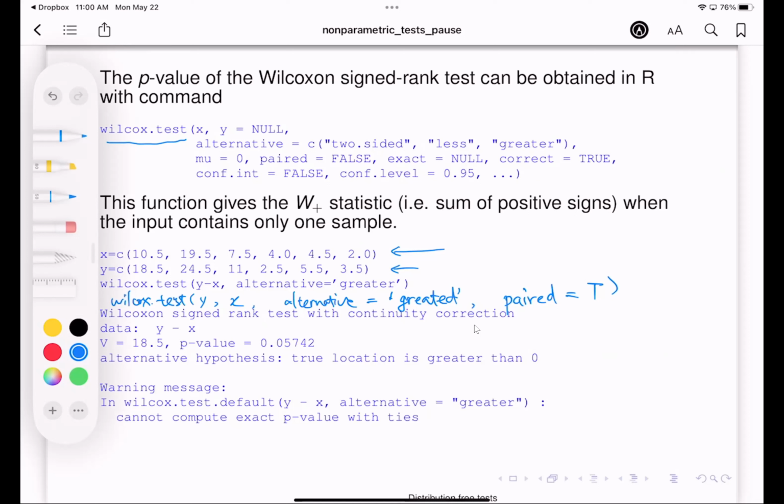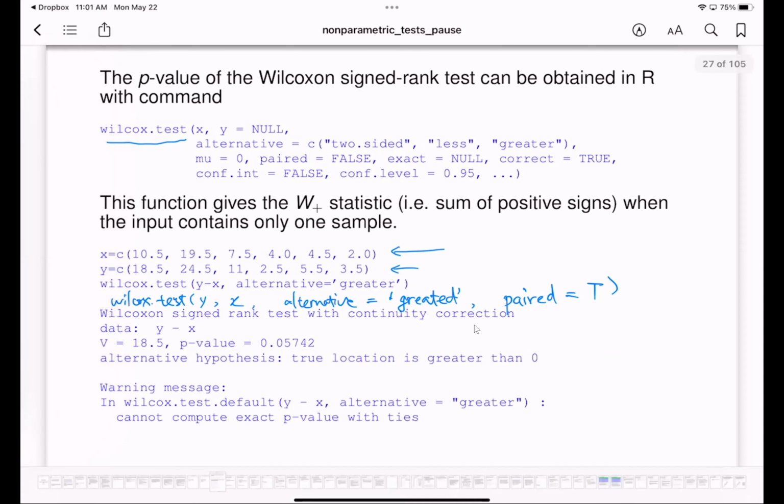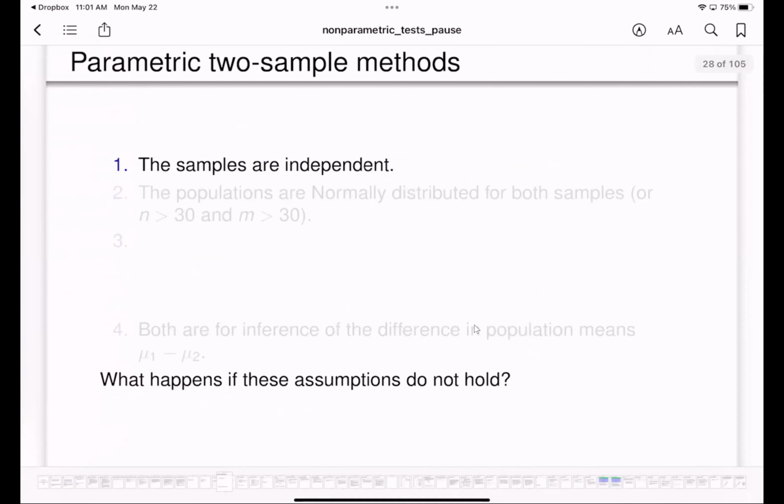Once you submit that, you will get the test result, including the test statistic. For example, here the V is 18.5, that's the test statistic, and the p-value is also given. In this case, it is 0.05. For 0.05, we could say that this is a marginally significant result. If you use 0.1 as the significance level, then this is significant. If you use 0.05, then it's just at the cutoff, it's not significant. So that's the Wilcoxon signed rank test.